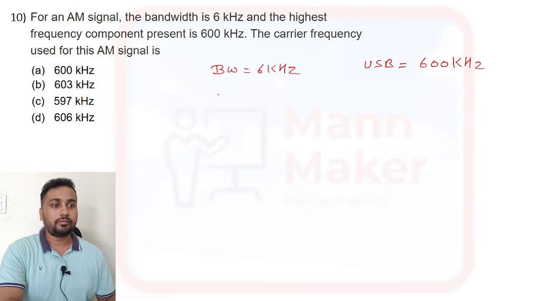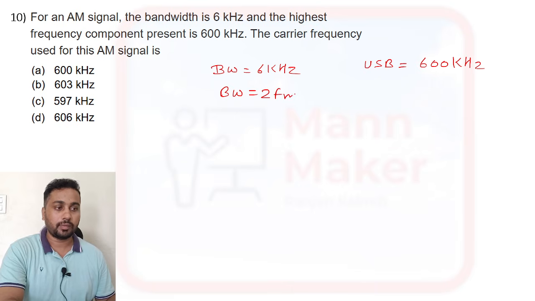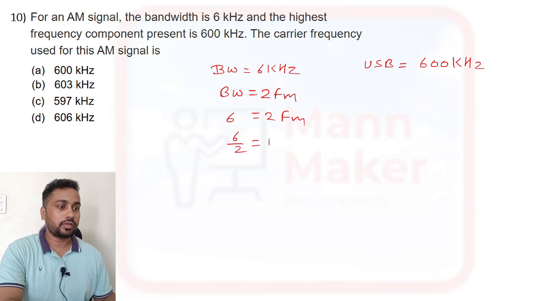All right. Bandwidth, if you see the bandwidth formula for AM signal, so bandwidth is equal to what? Bandwidth is equal to twice of FM. This is the bandwidth formula for AM signal. So from here we can find FM: we have bandwidth 6 kilohertz, equal to 2 times FM. So 6 by 2 is equal to FM, and FM equals 3 kilohertz.